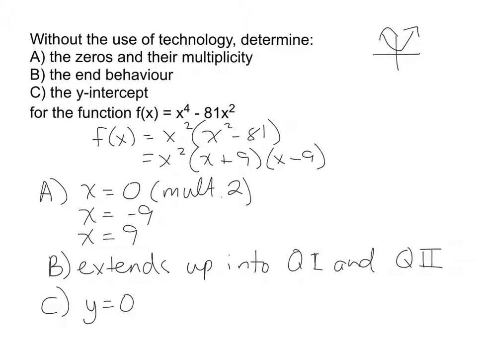At this point, you should be able to get a pretty good picture of what that graph looks like. It has x-intercepts at -9, 0, and 9. There's a y-intercept of 0, and it's extending up into quadrants 1 and 2. This 0 has a multiplicity of 1. This 0 has a multiplicity of 1. So it's just going straight through those. But this one in the middle has a multiplicity of 2. So it should look quadratic there.